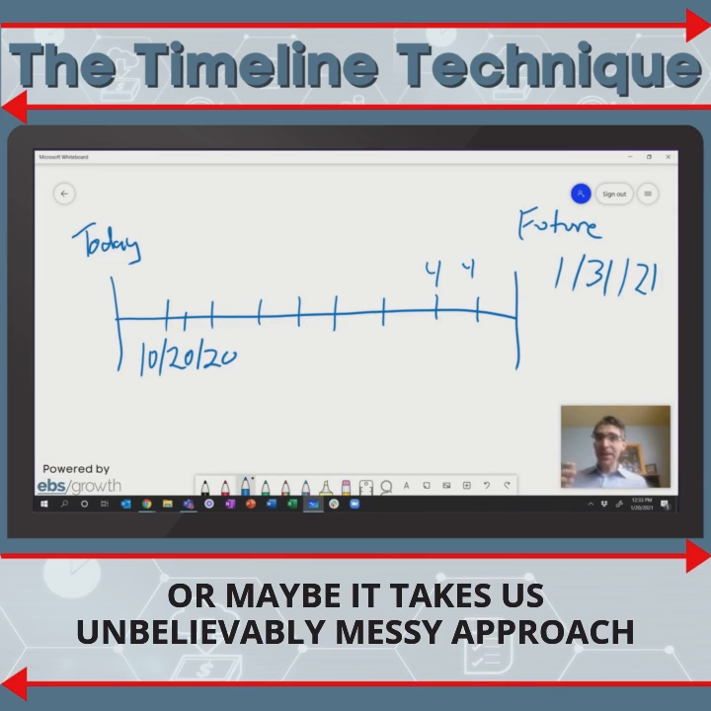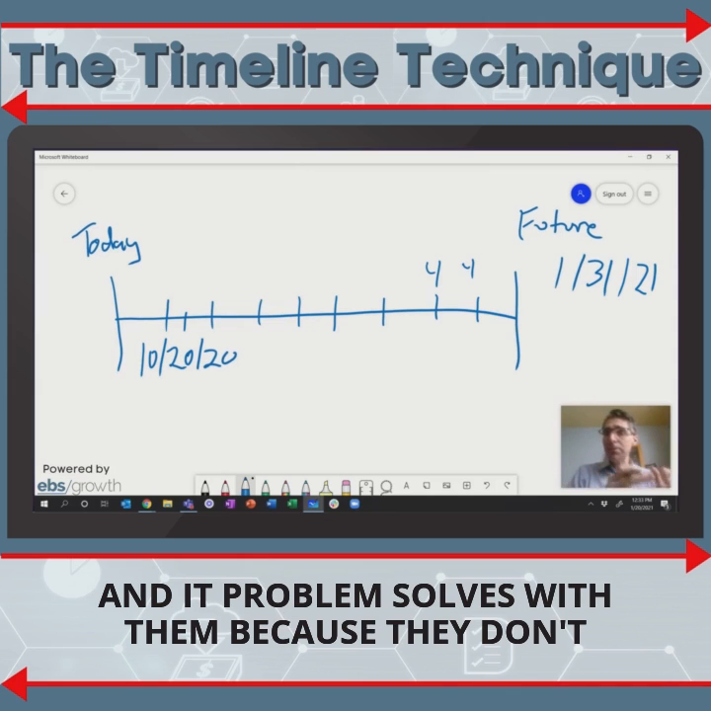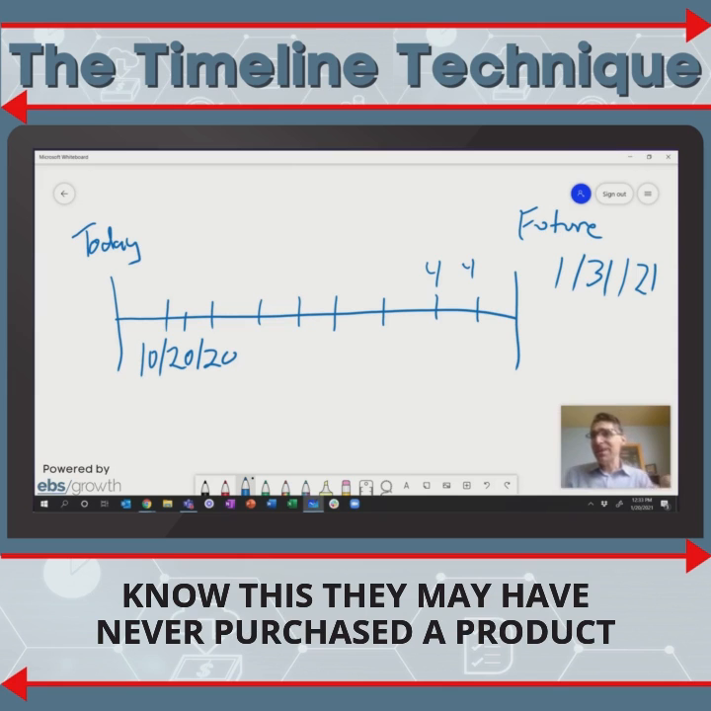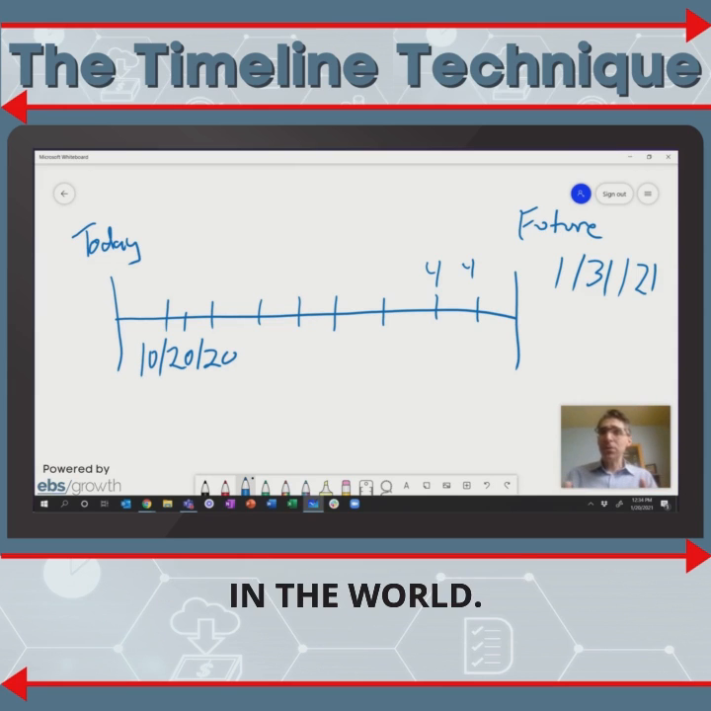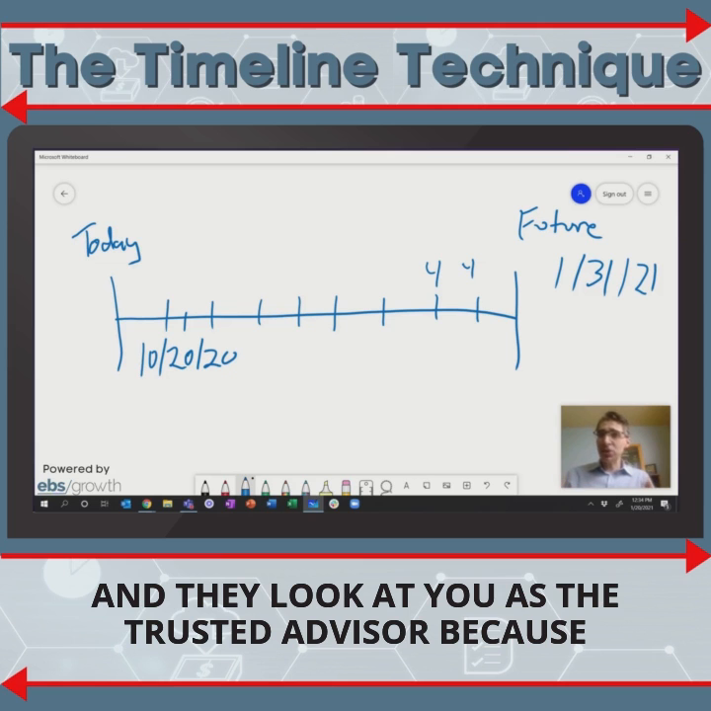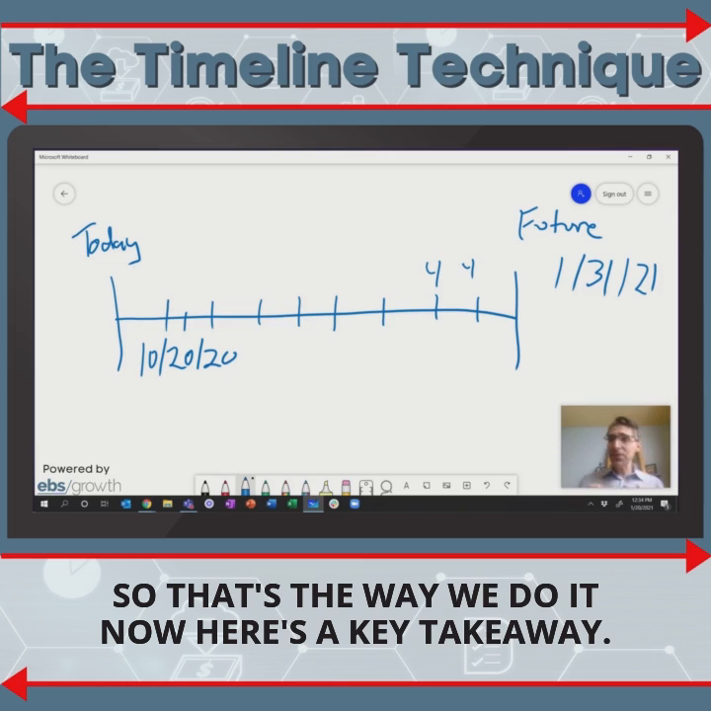Or maybe it takes this unbelievably messy approach of, I don't even know how to get this done. And it problem solves with them because they don't know this. They may have never purchased a product or service like yours before, and they're wondering, how in the world do I do it? And they look at you as the trusted advisor because you're helping them work through that process. So that's the way we do it. Now, here's a key takeaway.